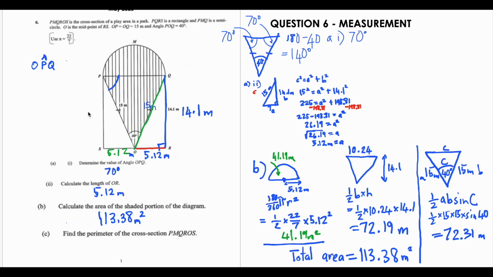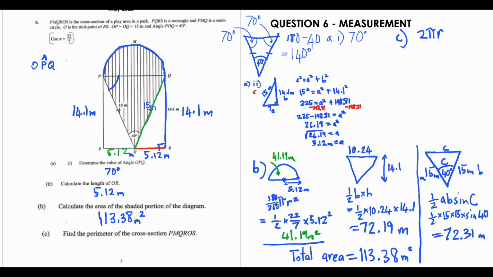Here is also 14.1 meters. Now what we need to figure out is this here, so PMQ. This straight around here is what we need to figure out. Now this here is a semicircle. So to find the circumference or distance around a circle, we usually use 2 pi r.